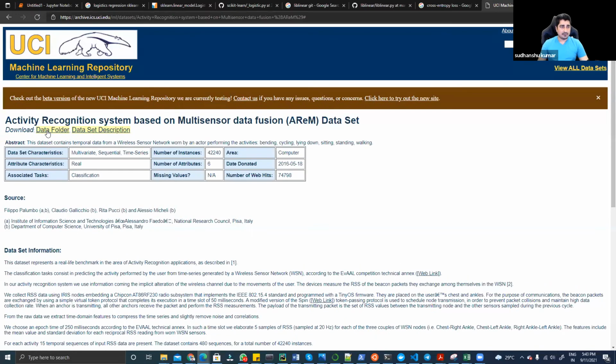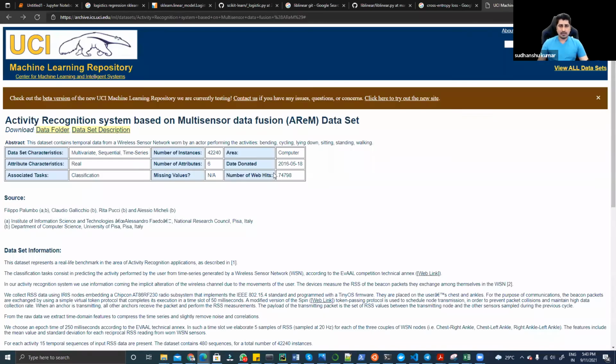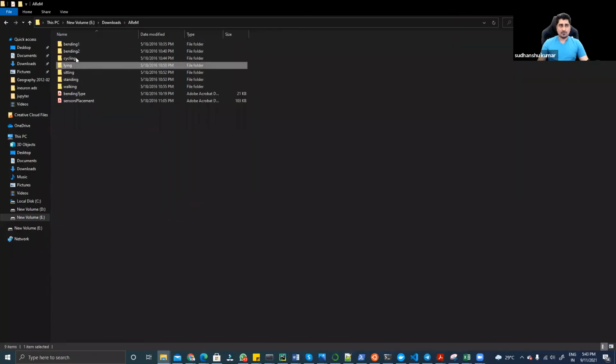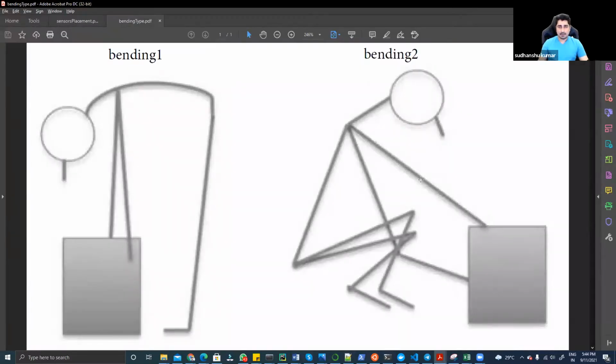So if you go to this data folder, you can download this zip. This link will be available inside your dashboard, so don't worry about the link. Just try to understand what the task is. Once you download and unzip this data set, you will be able to see so many folders over here: bending 1, bending 2, cycling, lying, sitting, standing, and walking. Along with that, you will find a PDF with notes, and another PDF of bending.